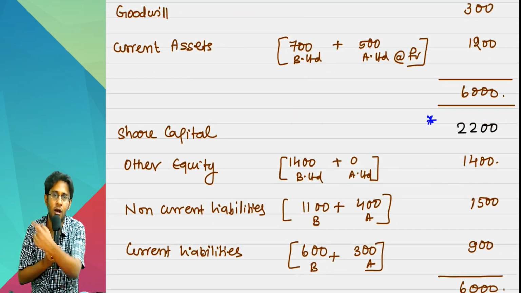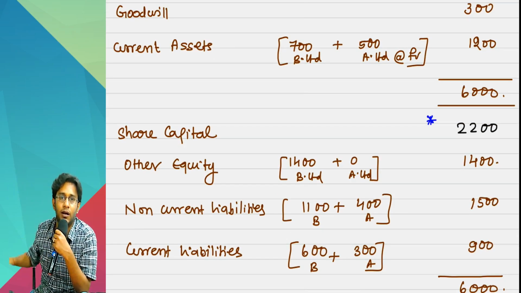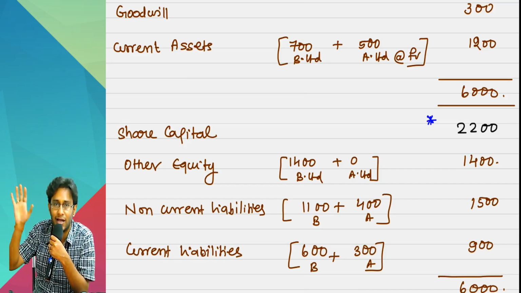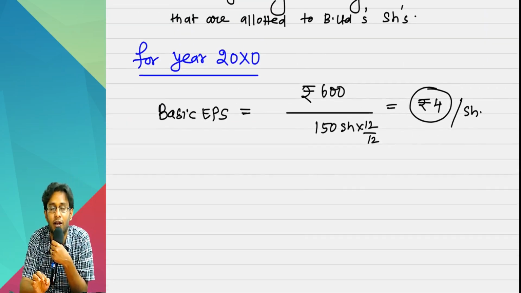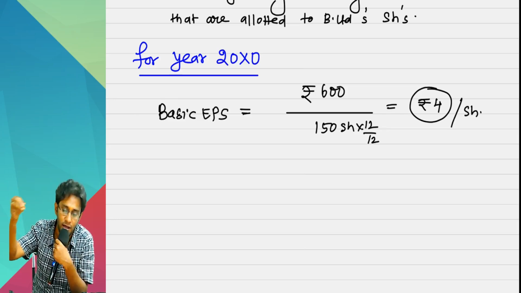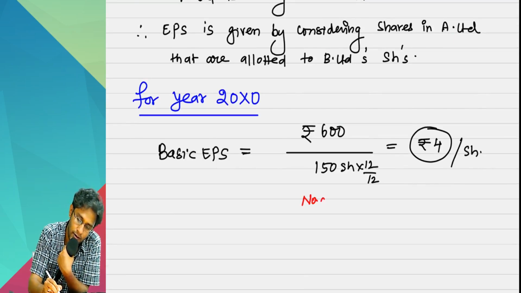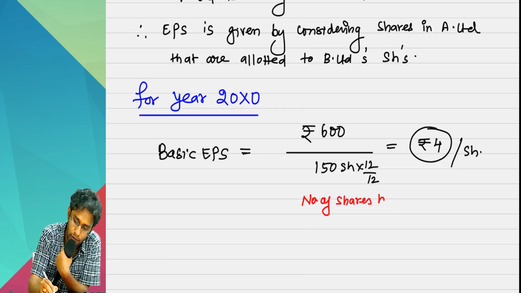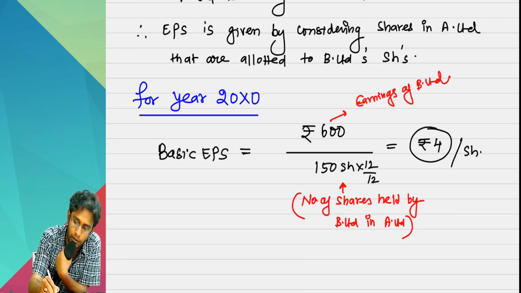1400. You brought it. In that 1400, B's last year 600 is definitely there. This is literally B Limited's balance sheet, sir. B Limited's last year earnings are there inside this. So definitely you have to take B Limited's shares. B Limited's shares I cannot take, because B Limited's shares are in some other company. This is A Limited. So what you will do is take the number of shares held by B Limited in A Limited. That you will take. Keep no doubt, this is earnings of B Limited.